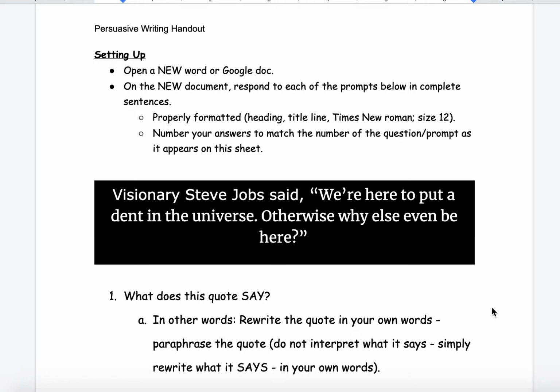Open a new Word or Google Doc to get set up for this persuasive writing assignment. On your new document, you will respond to each of the prompts below. Incomplete sentences, juniors. Write incomplete sentences. Of course, you know to have your paper properly formatted, heading, title line, Times New Roman, size 12, double spaced. You can write the heading in the upper left as always. On the title line, you can say persuasive writing.